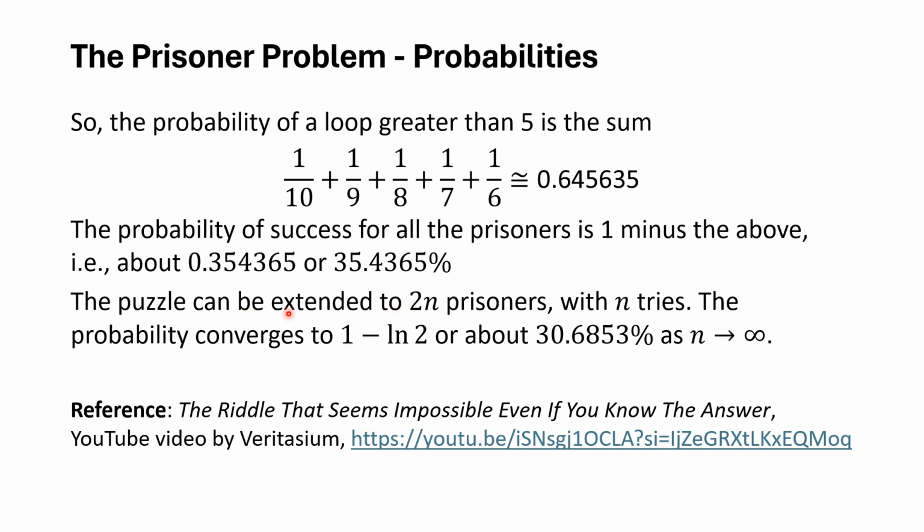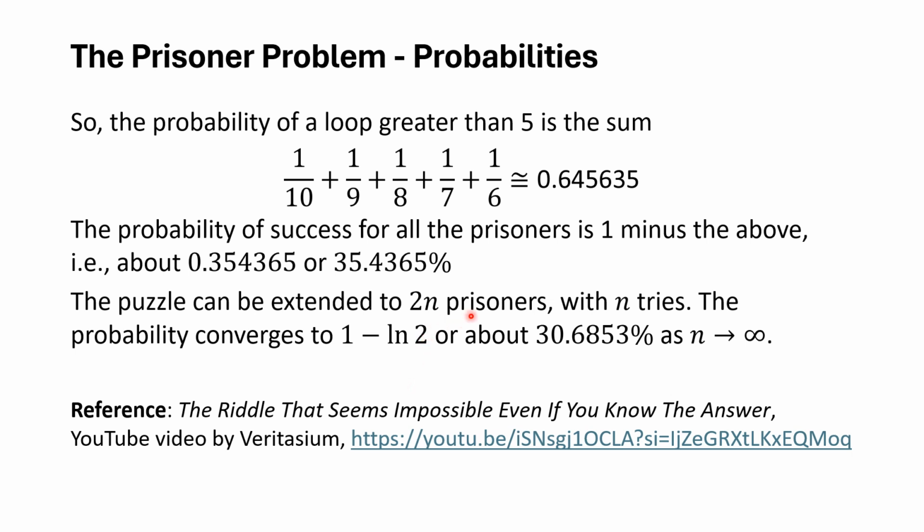And even more amazing is you can extend the puzzle to 2n prisoners, where n could be 5 billion, whatever, however large a number you want, and then they're given half that number of tries, and we use the same cycling strategy, and the probability converges to 1 minus the log of 2. It's basically a calculus computation. I won't do it here, but it converges. So even as n approaches infinity, using this strategy, the probability of success is still a little over 30%. It's quite amazing to me, and takes a bit to get your head around this.